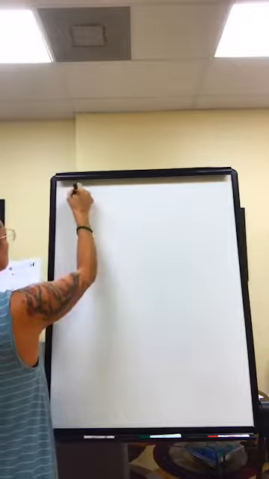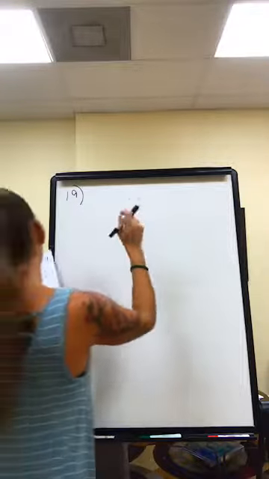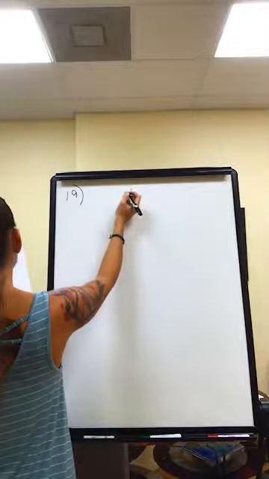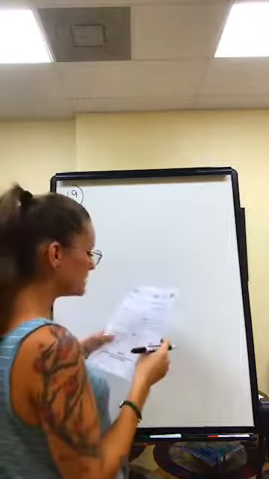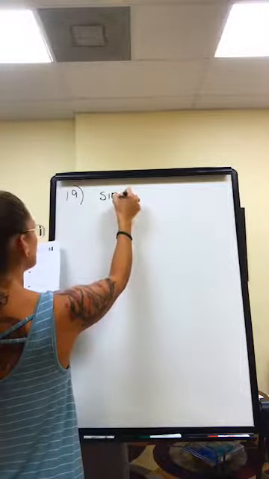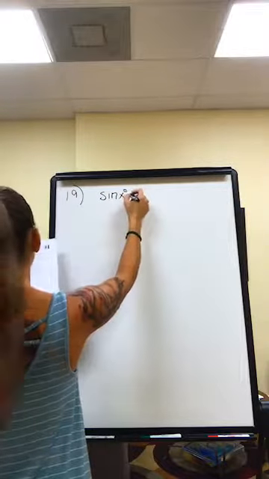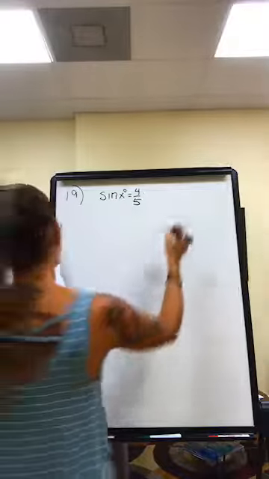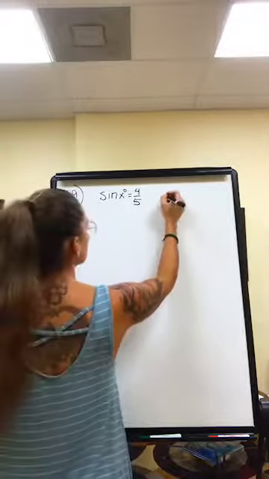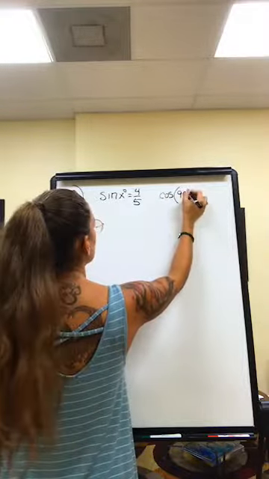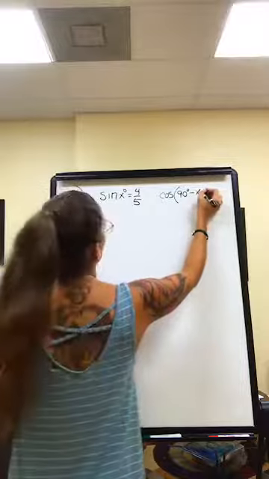Okay, 19. In a right triangle, one angle measures x degrees, where sine of x degrees equals 4/5. All right, so they want to know what is the cosine of 90 degrees minus x degrees.